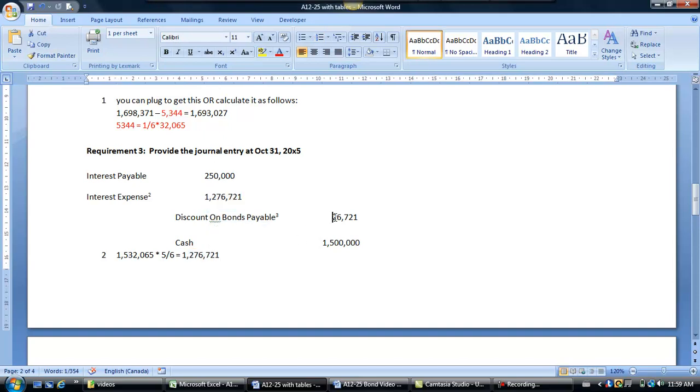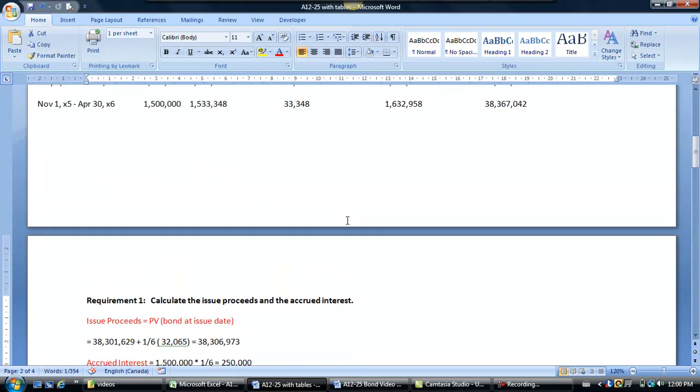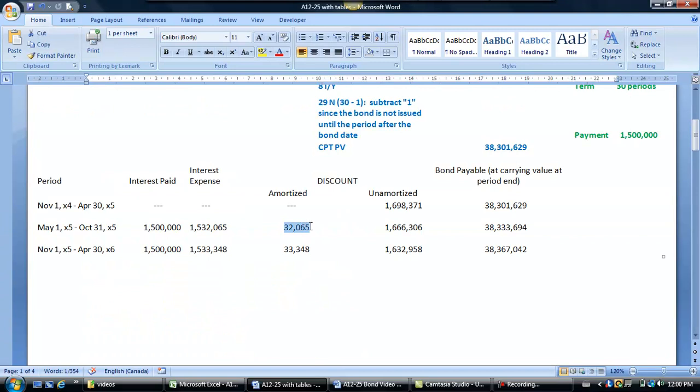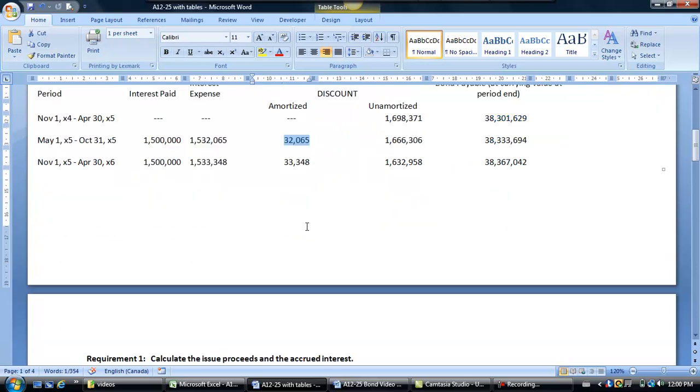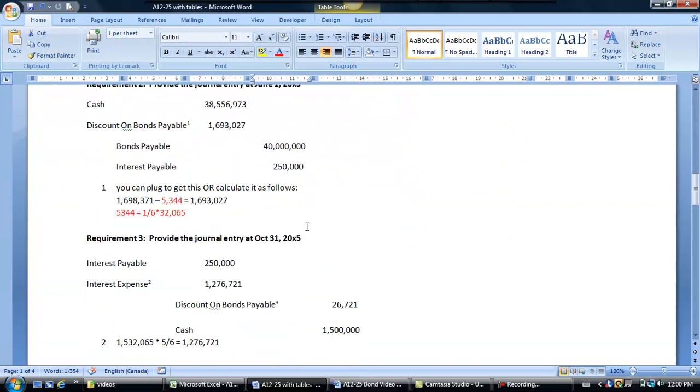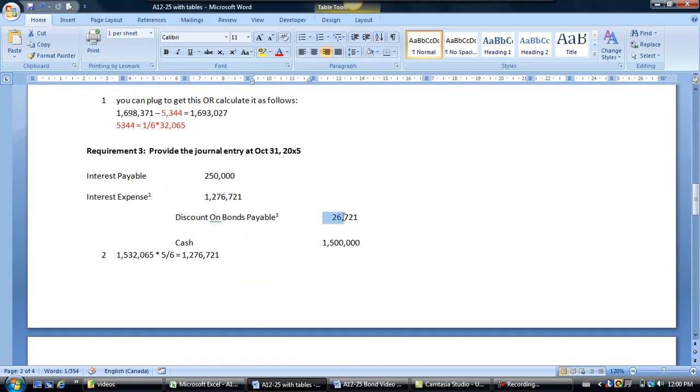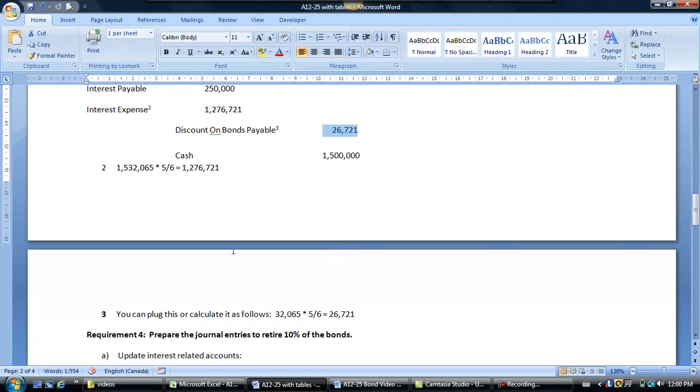So now, you can certainly plug to get the value of your discount, but that's being amortized. But the other way to do it would be to pick up in this same period that we looked at, this amount that you would have amortized for 6 months, just take 5/6 of that, because that's the amount of discount that you would have amortized from June 1st to October 31st inclusive. So that's what I did here. I just calculated this amount here as 5/6 of $32,065, which is right here.